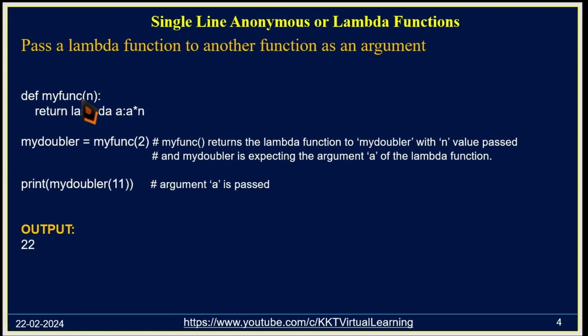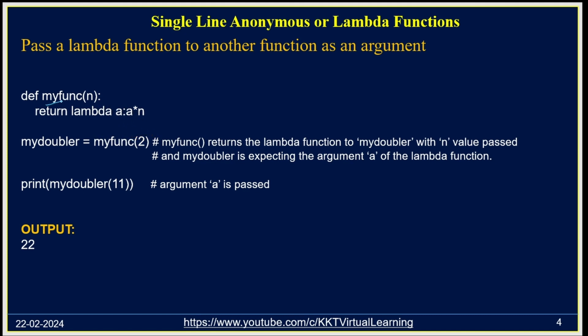In the previous cases, the parameter provided in the lambda function was the argument to the function on the left side. Now you can define a function and return a lambda function from it. That means you can pass a lambda function as an argument to another function. For example, def myfunction(n): return lambda a: a * n.